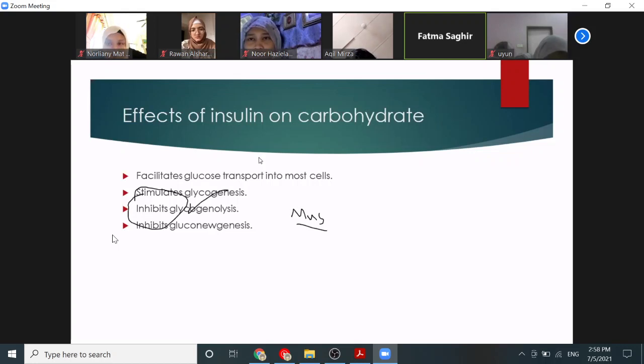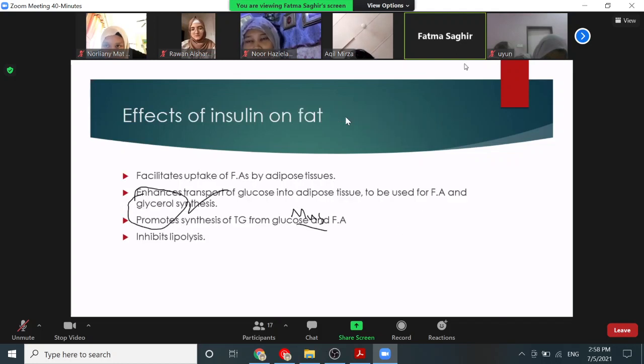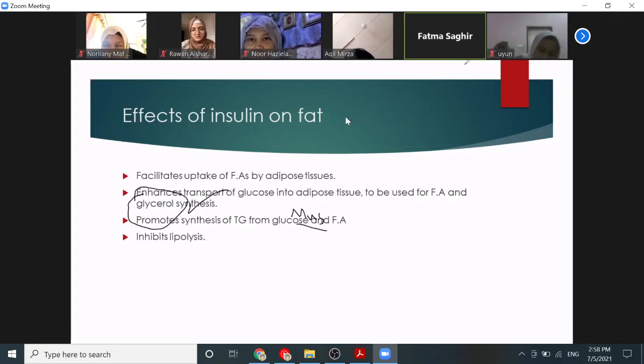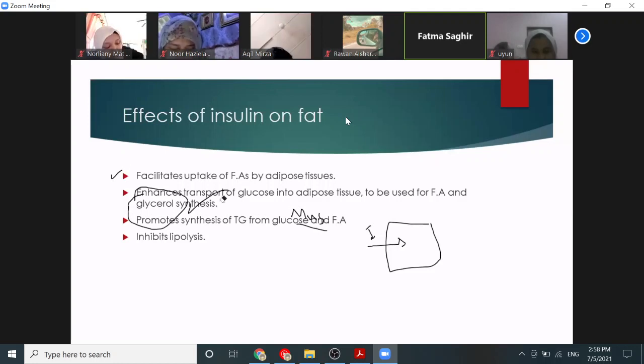Okay, so insulin. So we have body cells. So insulin facilitates entering of glucose into all body cells. Okay, so that's the main function. Okay, the second function.